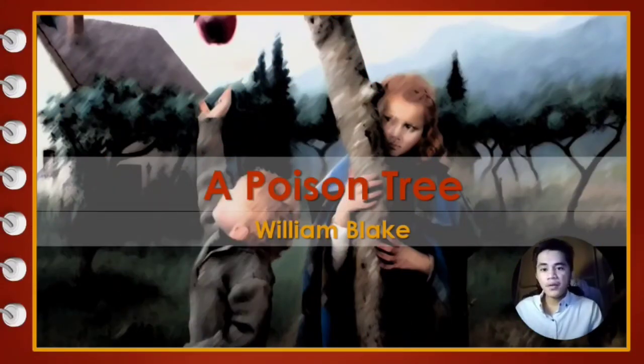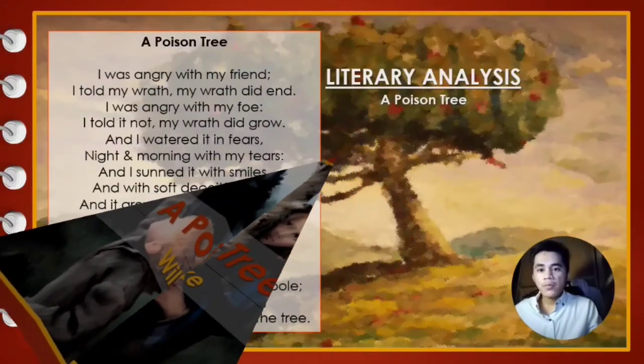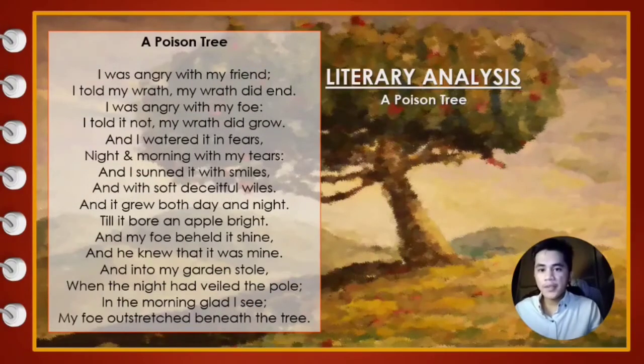Another notable work during the Romantic period was the poem of William Blake entitled A Poison Tree. Now, what I like about this poem is it's not too lengthy, it's direct and easy to understand. Now, without so much further ado, allow me to read it for you. A Poison Tree by William Blake.